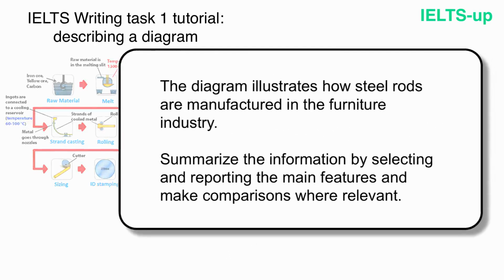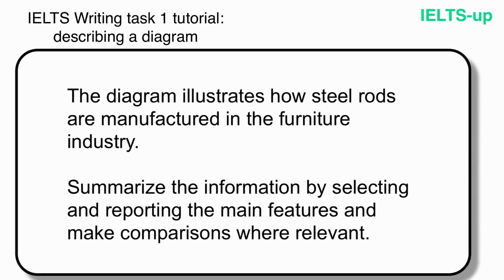Let's take a closer look at our question card. It says, the diagram illustrates how steel rods are manufactured in the furniture industry. Summarize the information by selecting and reporting the main features and make comparisons where relevant.